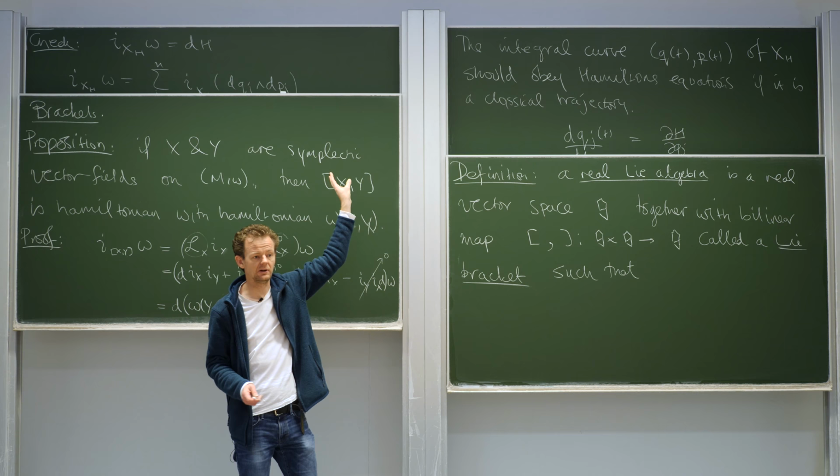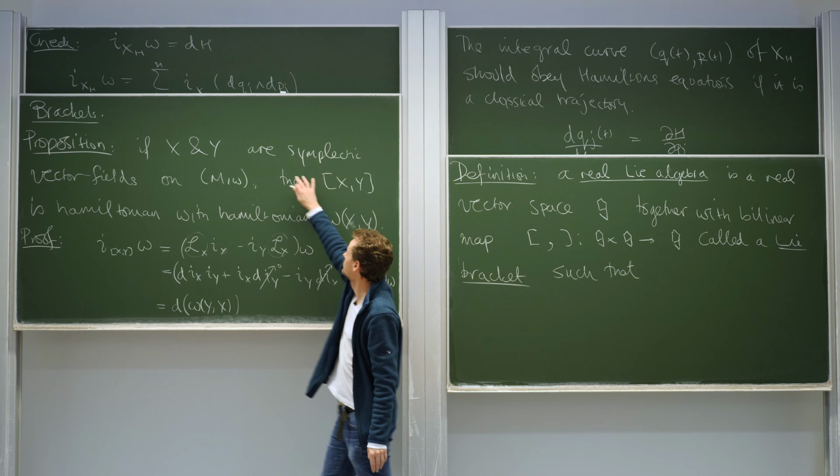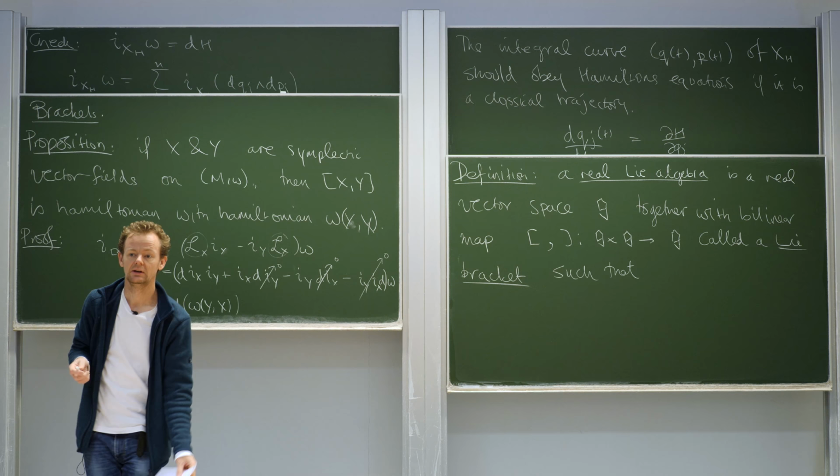And we're going to isolate that out here in this definition and notice that the set of all symplectic vector fields with respect to this bracket operation forms this thing called a real Lie algebra. And we'll have a lot to say about these in the last part of this course.